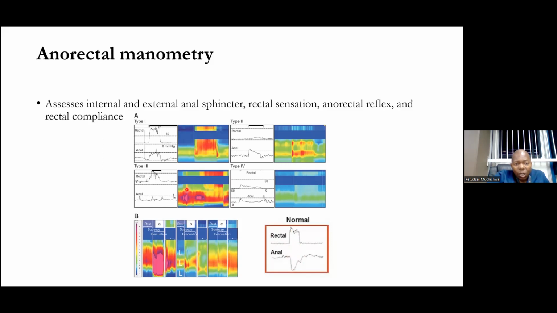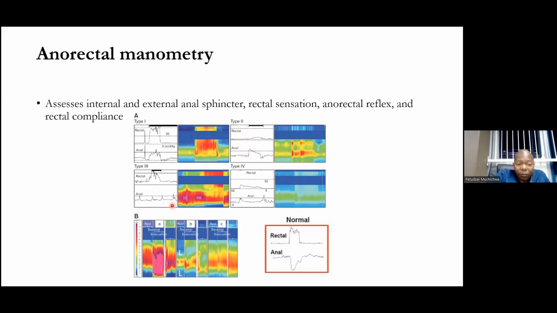However, in dyssynergia, in type 1, we have an increase in the rectal expulsion pressure. However, you have a paradoxical increase in the anal sphincter pressure. And this leads to you not being able to empty your bowels, because you have increased anal sphincter pressure. Whereas in type 2, you don't have enough pressure generated in the rectum, and at the same time you have a paradoxical increase in the anal pressures as well.